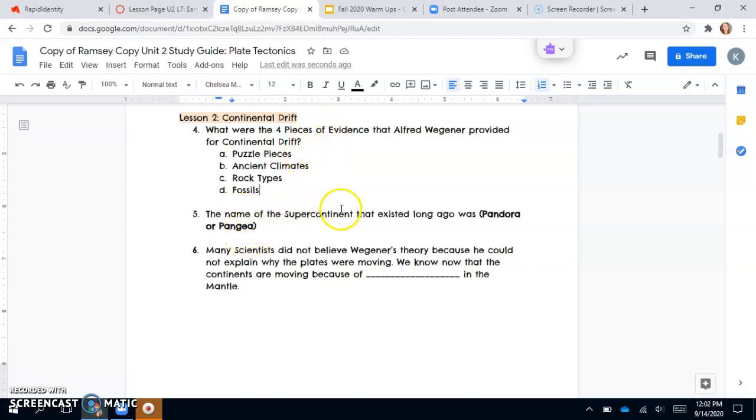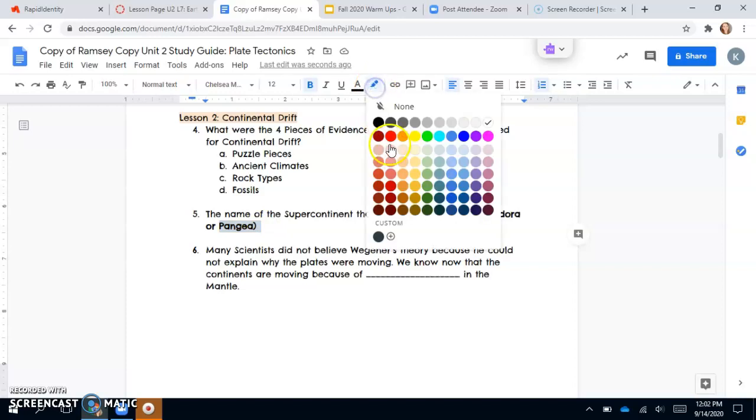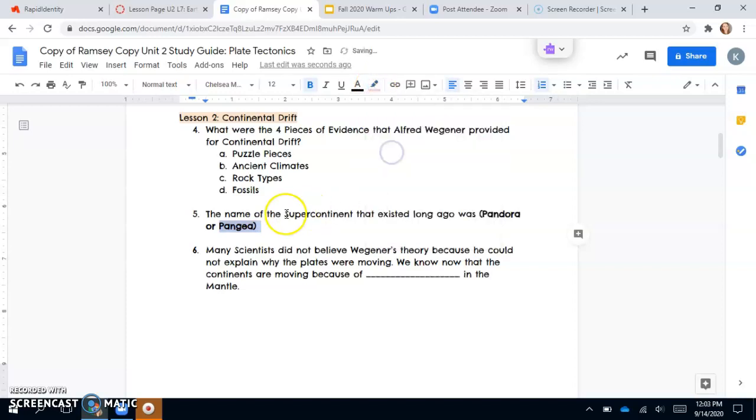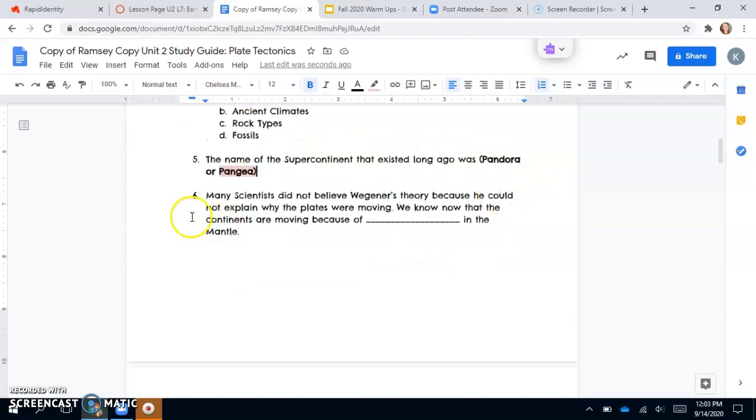So the name of the supercontinent that existed long ago was Pangaea. So Pangaea is the supercontinent that existed. Pangaea was the first supercontinent that eventually broke up into Laurasia and Gondwanaland. That's hard to say. And then eventually broke up into the continents we have today.